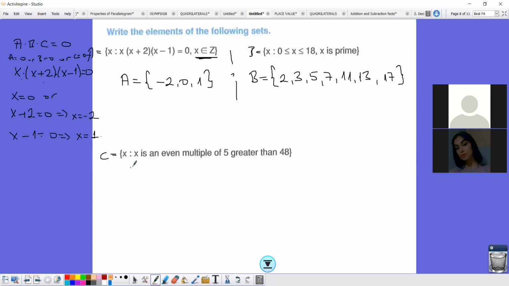In C, we have x is an even multiple of 5 greater than 48. So multiples of a number. What is a multiple of a number? For example, multiples of 5 will be 5, 10, 15, 20, 25, 30, 35, 40, 45, 50.